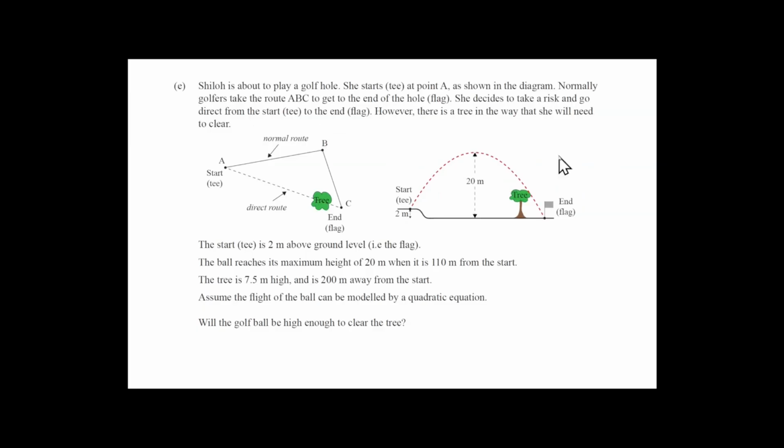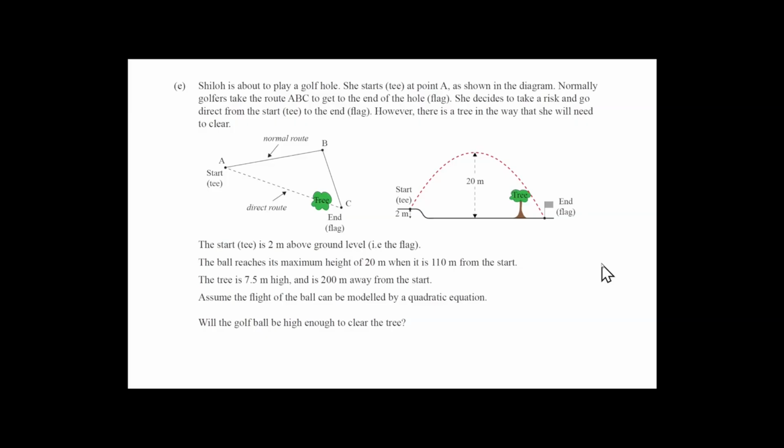So the next one is golf. So Shiloh, so obviously her parents listened to too much Neil Diamond, plays a golf hole. She starts the day, I'm sure you know how golf goes. Normally they start there, go to there, then across, but she wants to be daring, and she wants to go across the tree. So the start, the tee, this thing here, is 2 meters above ground level, i.e. the flag. The ball reaches a maximum height of 20 meters when it is 110 meters from the start. The tree is 7.5 meters and is 200 meters away from the start. Assume that the flight of the ball can be modeled by a quadratic equation.